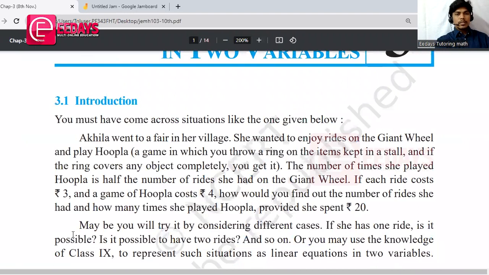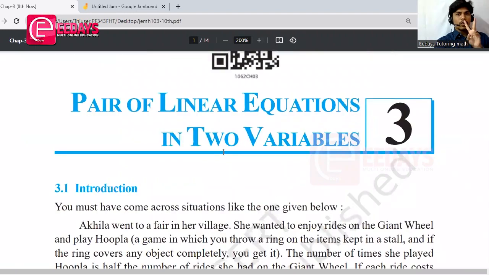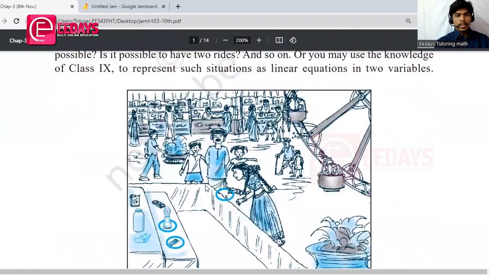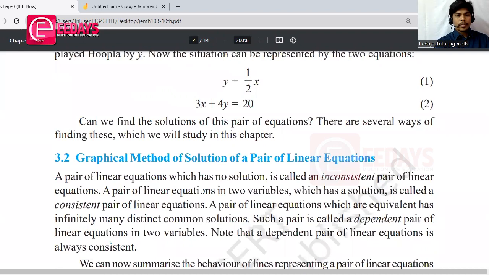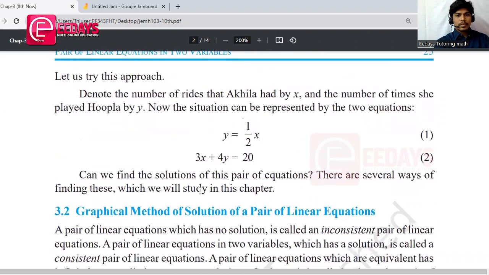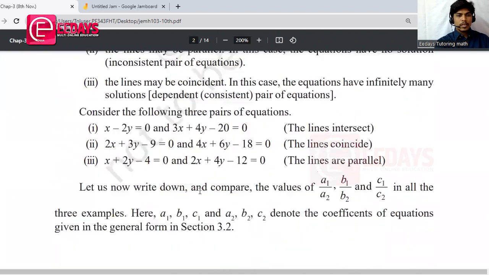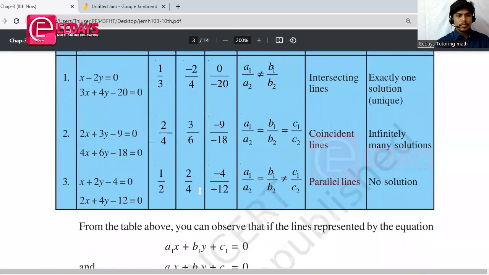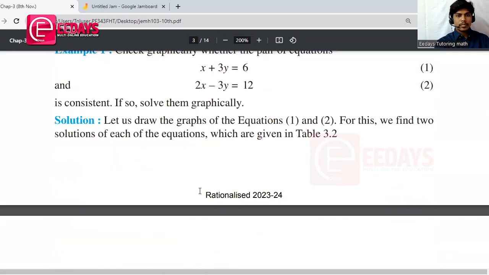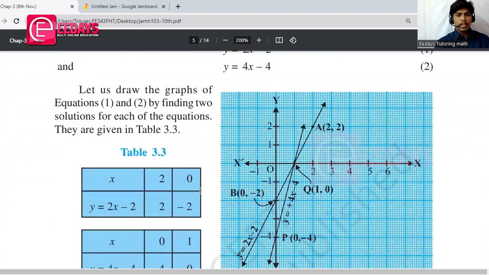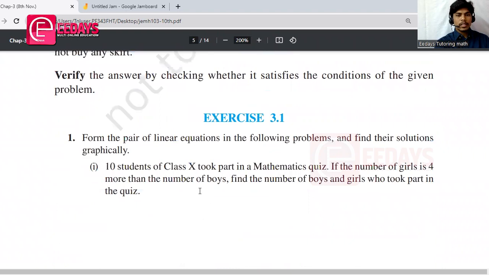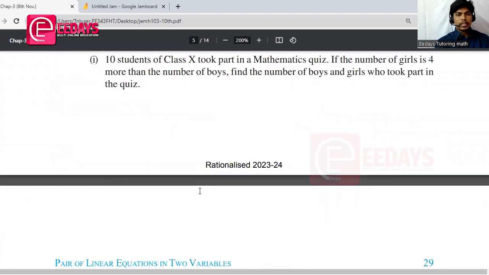The name itself says there are two variables, so we have to write the linear equation. Let's see how to write the linear equation. You have to check it graphically. So this is the chapter overview, and this is the updated version.